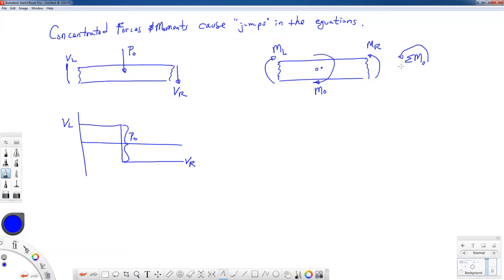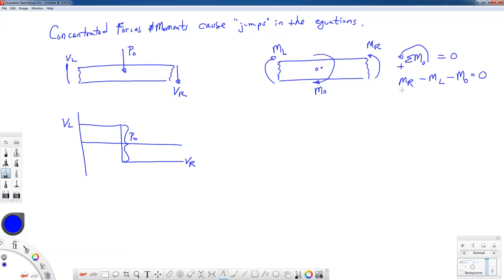It doesn't matter which way I call positive in this moment equation. It's going to be set equal to 0 for equilibrium. But I'm going to have my moment on the right in the positive direction, and the moment on the left in the negative direction. And as I have applied this moment in this way, that's clockwise. That goes in my negative sense of rotation right there. Okay, equal to 0 for equilibrium.